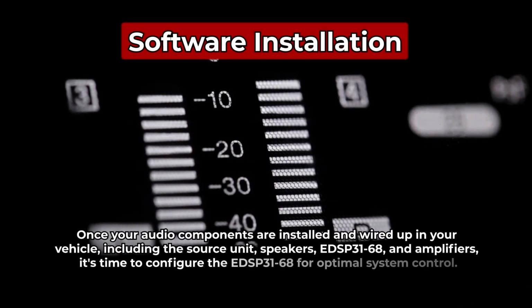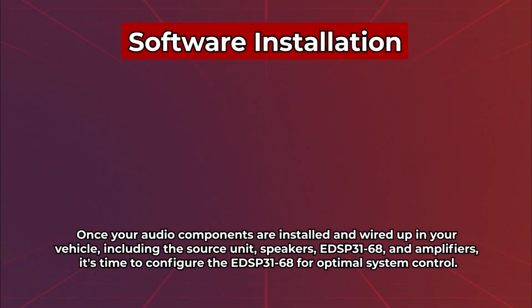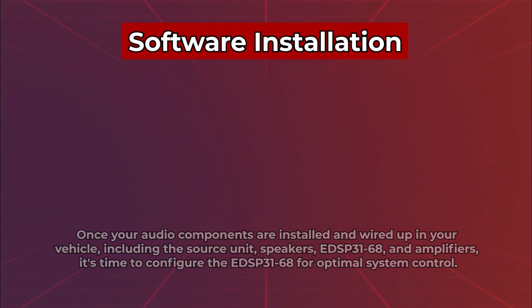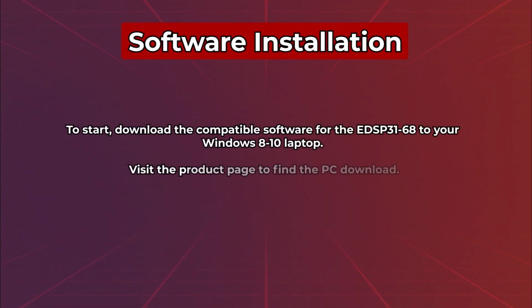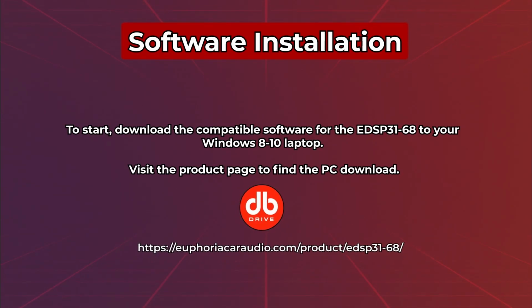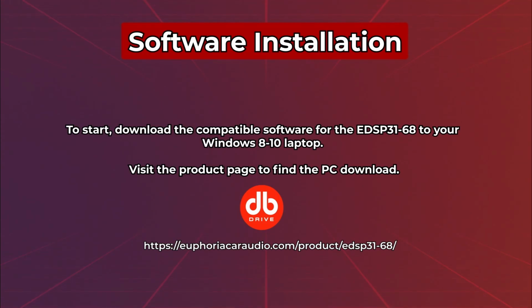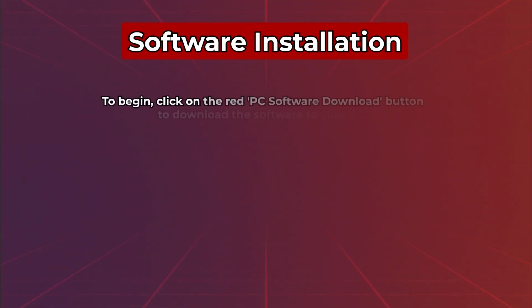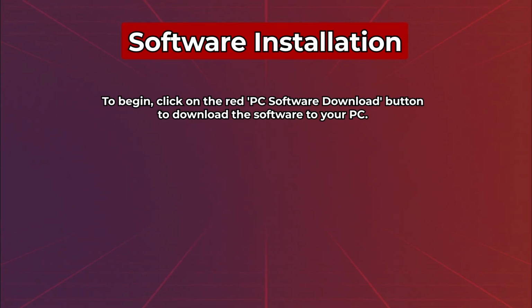Once your audio components are installed and wired up in your vehicle, including the source unit, speakers, EDSP31-68, and amplifiers, it's time to configure the EDSP31-68 for optimal system control. To start, download the compatible software for the EDSP31-68 to your Windows 8 through 10 laptop. Visit the product page to find the PC download. To begin, click on the red PC software download button to download the software to your PC.